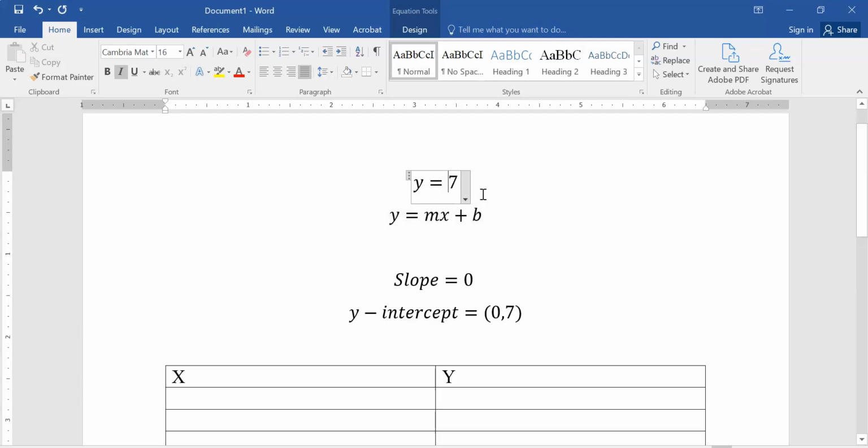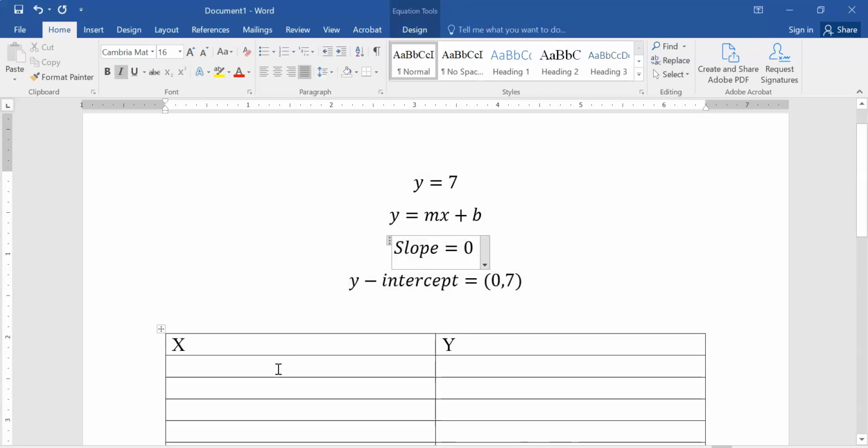Instead of utilizing the slope-intercept form when I only have one variable, what I like to do is drop back into section 2.1 and think about it in terms of a table. Now, remember, our equation here is y equals 7. So if I plugged in a value of 0 for x, what would the value of y be? Well, you'd say, well, y equals 7.